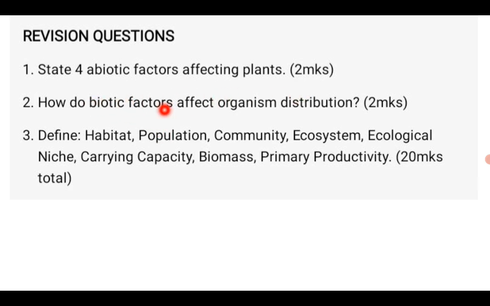Questions for you to do and submit. State 4 abiotic factors affecting plants. 2 marks. How do biotic factors affect organism distribution? 2 marks. Define habitat, population, community, ecosystem, ecology, ecological niche, carrying capacity, biomass, primary productivity. 20 marks if you have defined these fully. Because there are 10 of them, each definition is 2 marks.